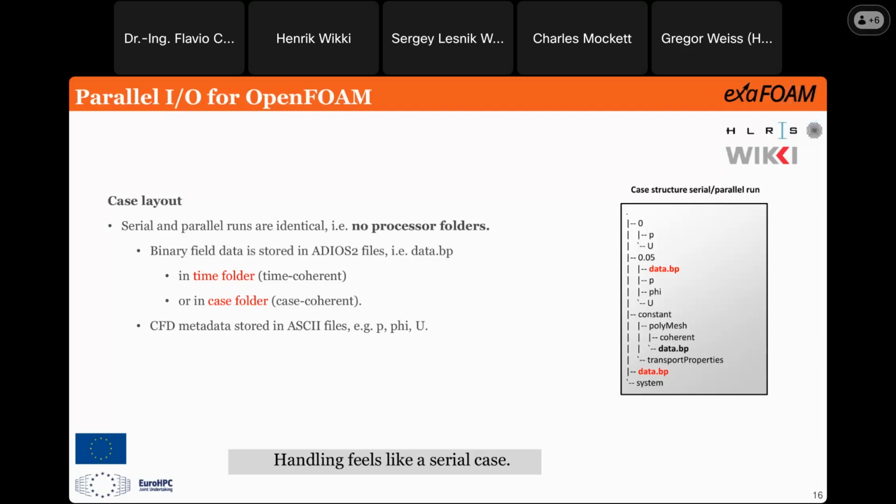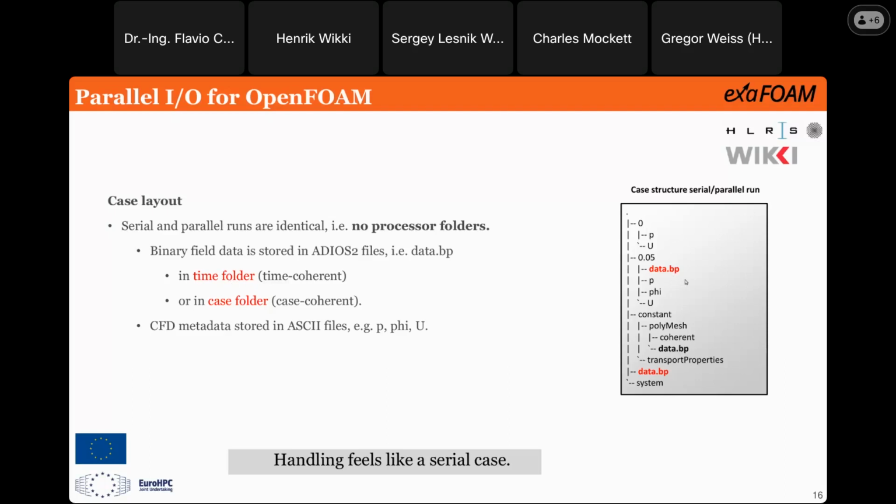So let's have a look at what the result is. Going away from the API, if you're not interested in that too much, this is what your case will look like. So there are no processor folders anymore. Instead, you will have these ASCII CFD metadata files where you store what kind of boundaries, etc., what your field is, the size of your field, etc. And this data.bp are these ADIOS2 files that store the hardcore values of the field. The same for the mesh, we have a data.bp, and also for reference, later reference.